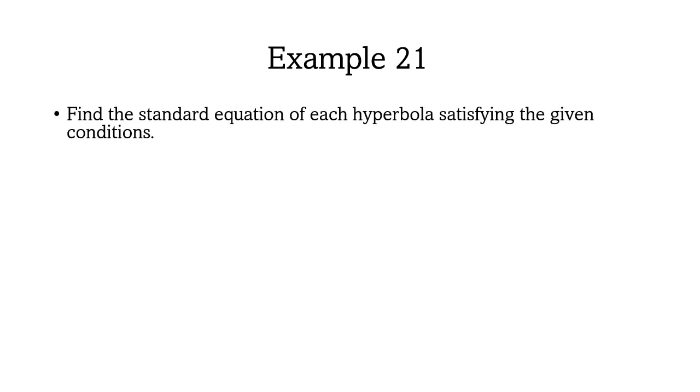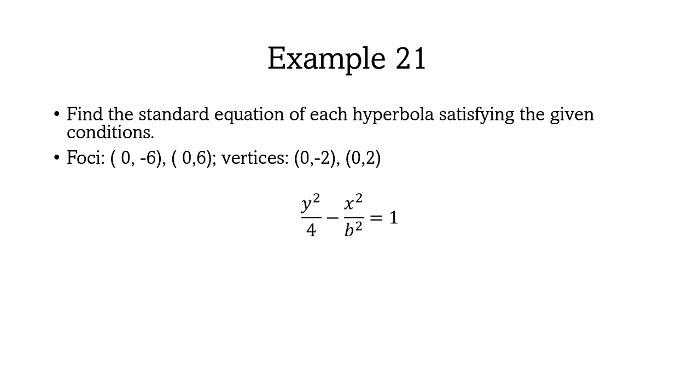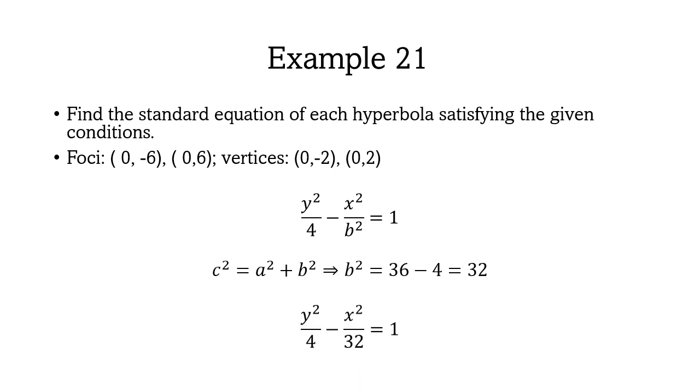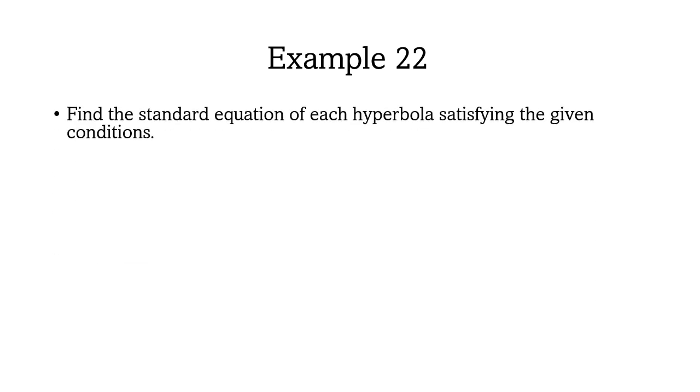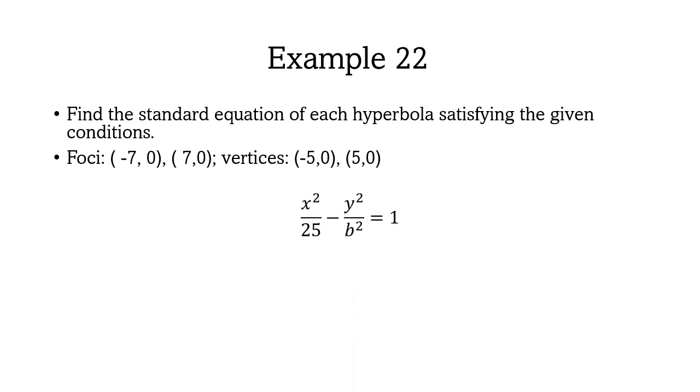Another similar example, but here the vertices are on the x-axis and the foci are on the x-axis, therefore a squared is given.